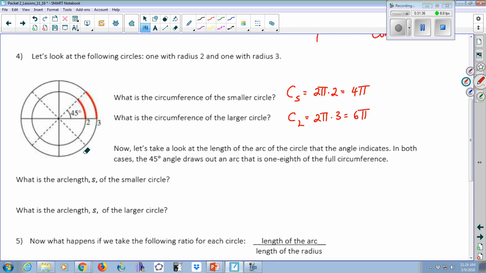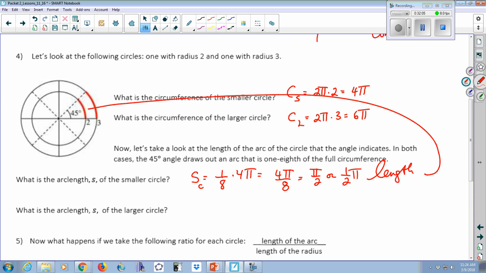So the arc length of the smallest circle, S, the arc length is 1/8, right, of the entire length. And what did we just say the entire length was around the circle? 4 pi. So that's 4 pi over 8, and that's pi over 2, or you could write it as 1/2 pi. So this is the length of that arc right there, 1/2 pi.